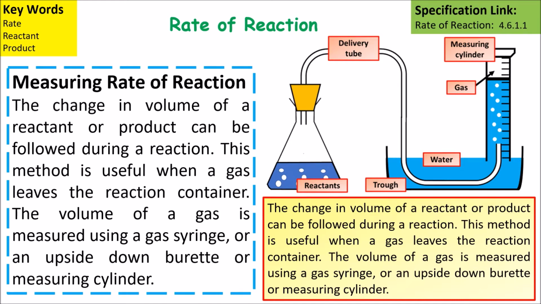So if we look at the diagram above, we can see that our reactants are reacting in a flask, and there is a delivery tube leading to a measuring cylinder which is displacing the water, and the amount of displaced water will be equal to the amount of gas produced.